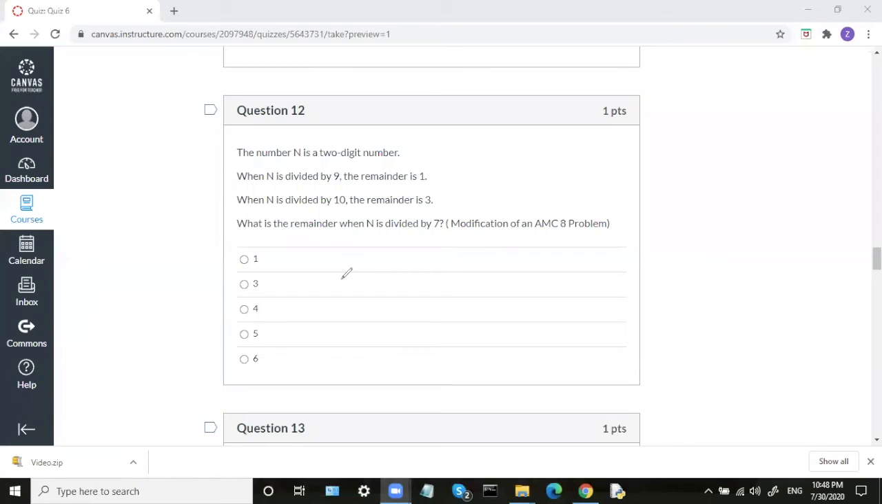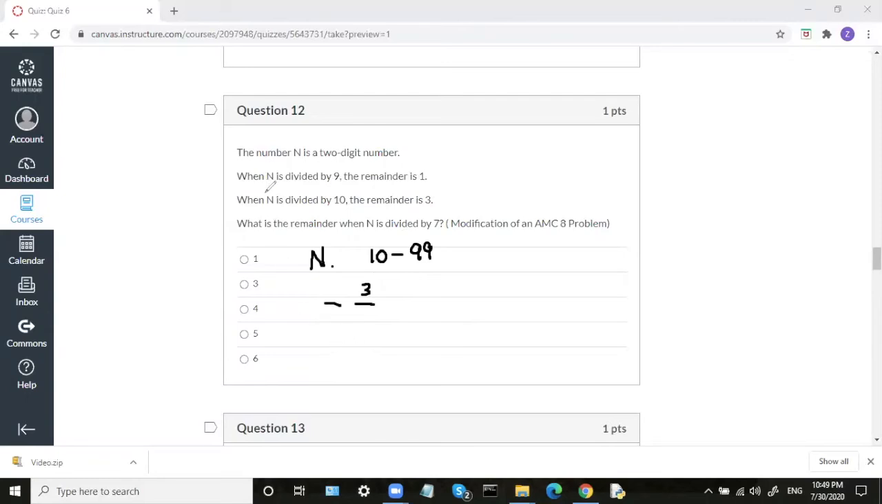Problem 12. The number n is a 2-digit number. When n is divided by 9, the remainder is 1. When n is divided by 10, the remainder is 3. What is the remainder when n is divided by 7? Okay, so n is a 2-digit number from 10 to 99. From the statement, when n is divided by 10, the remainder is 3, so we know the unit digit has to be 3. Now we just try to figure out the tens digit.